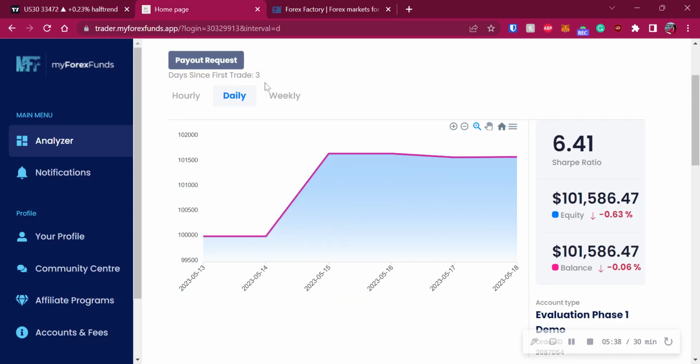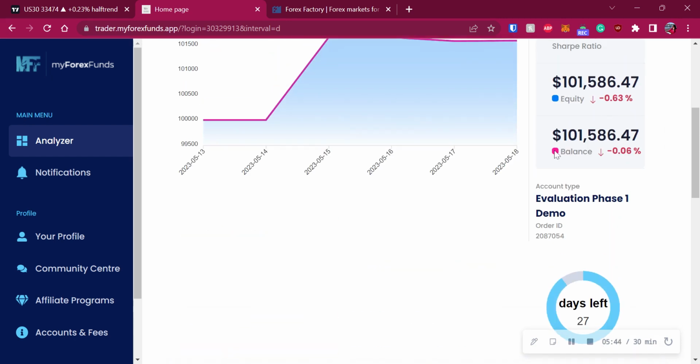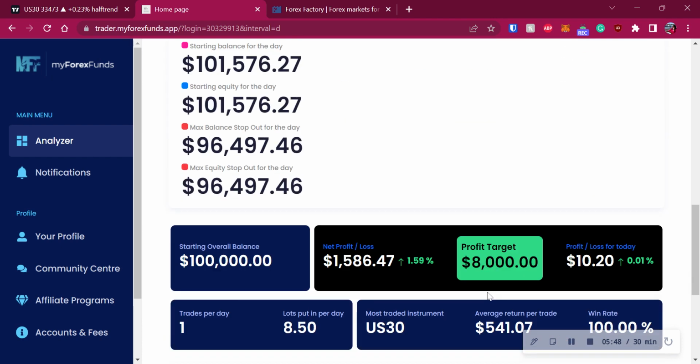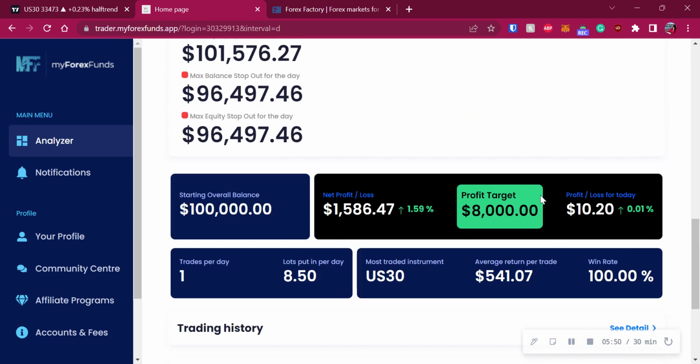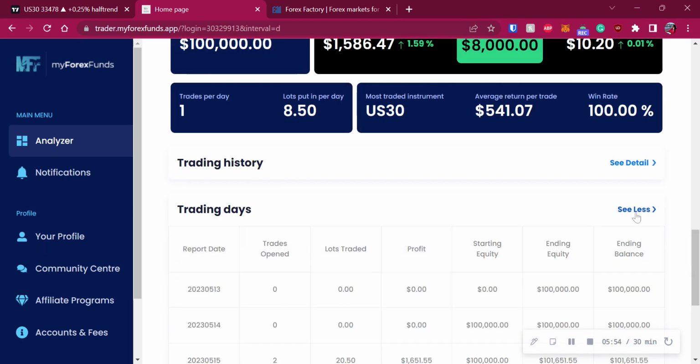So this is day three now. Today just started. So at the end of day two, it's on the daily. You guys can see my total balance here is $1,586. So this is today's one, which I'll show you guys the trade in a moment. I'm gonna go show you guys this one, trading day.